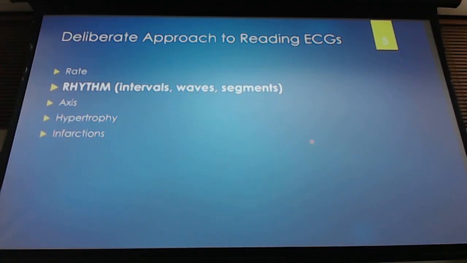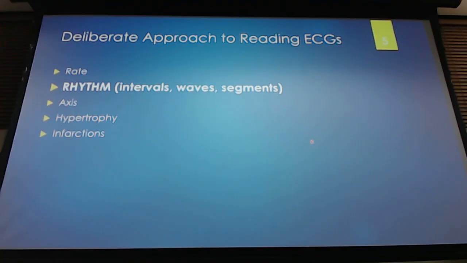We're going to continue on with our deliberate approach to reading these ECGs. We must have a deliberate approach to every single ECG you put your eyes on. You can't just look at that ECG and not have an approach, because you're going to miss so many things in that ECG that are either going to impact that person today or impact them in several weeks or several months or several years from now that you could have caught today. So every single ECG, use your approach. We're going to look at that rate.